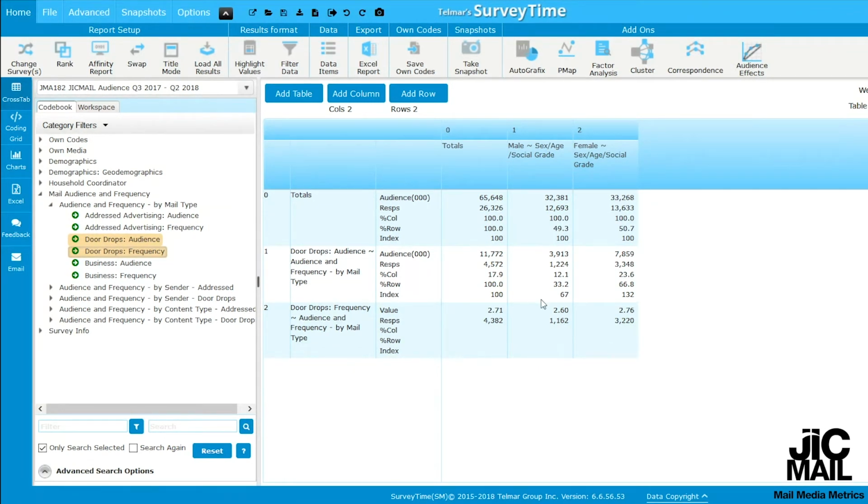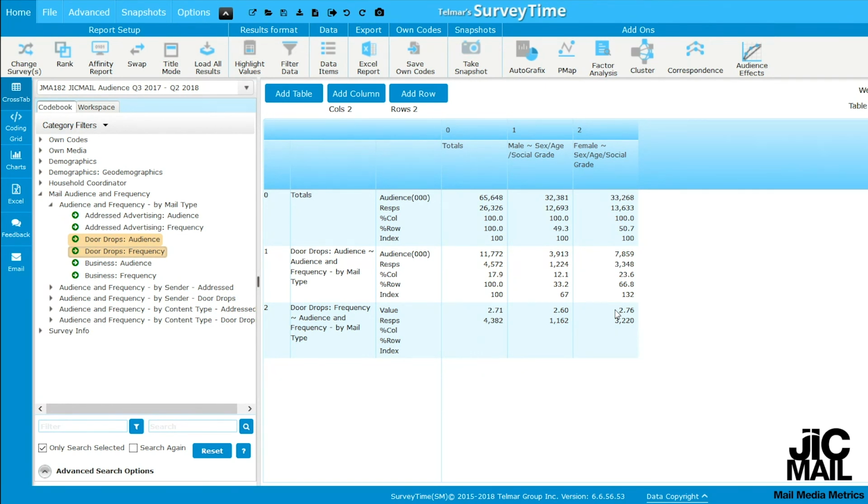Now, if we look at the frequency variable, you want to disregard all the numbers here apart from these ones. These numbers tell us about frequency of exposure. This 2.71 tells us that the frequency with which door drops are interacted with over a four-week period is 2.71. For men, they interact with door drops 2.6 times on average over the course of a four-week period, and for women it's 2.76. So overall, this picture is telling us that women are more likely to be exposed to door drops and they're interacting with them slightly more frequently than men are.